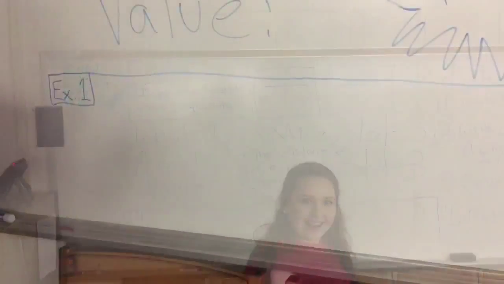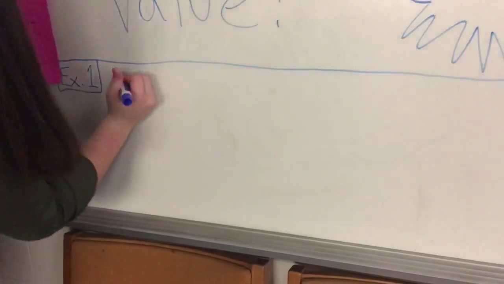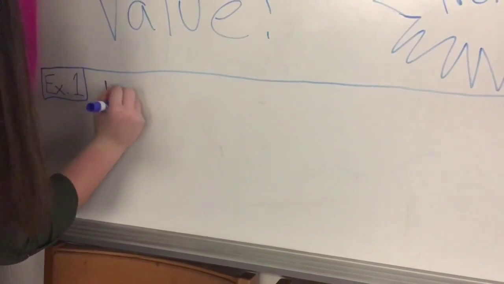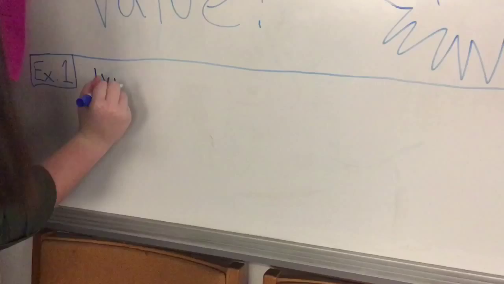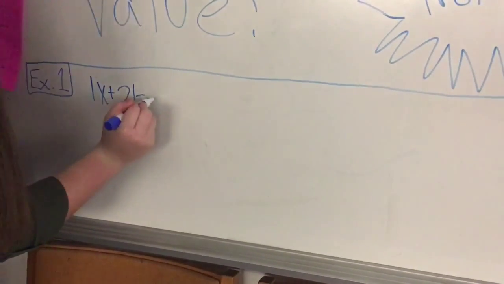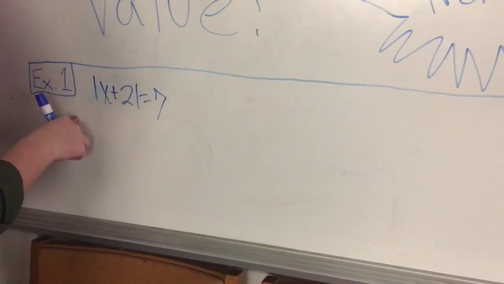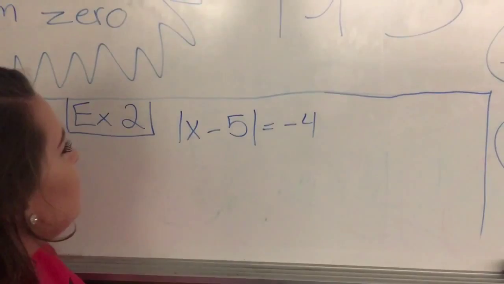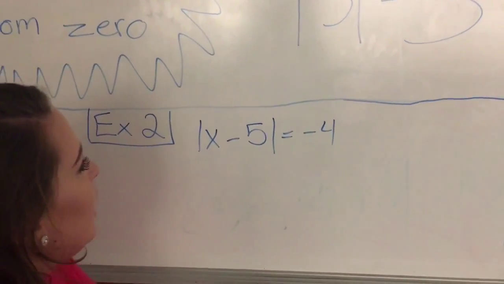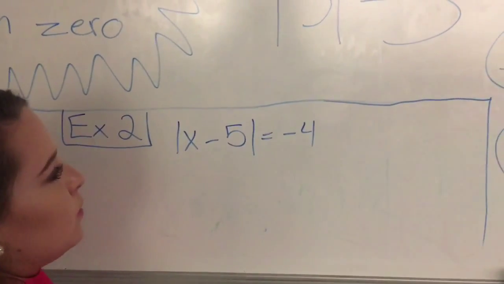Never a negative number. The first example is the absolute value of x plus 2 is equal to 7. The first step, I messed up. For example 2, the equation is the absolute value of x minus 5 equals negative 4.